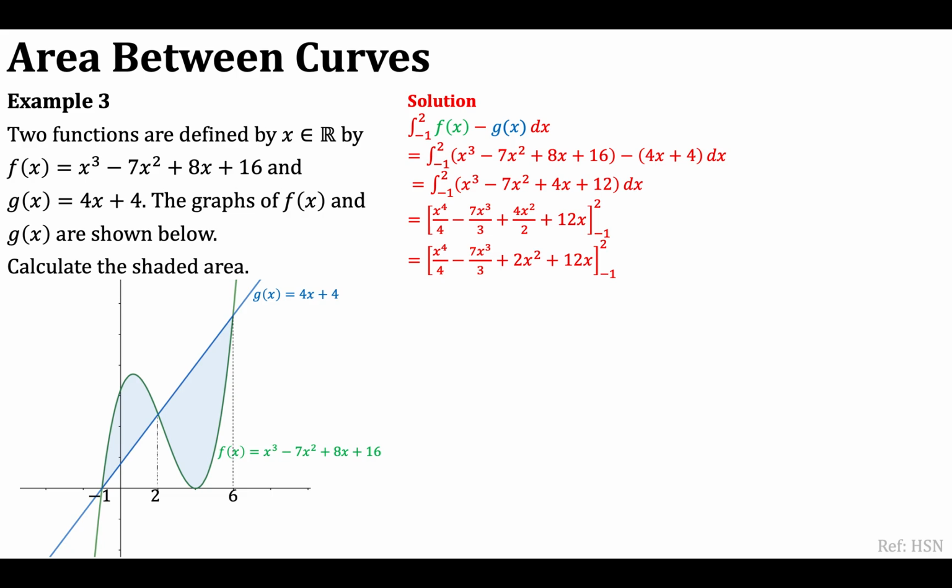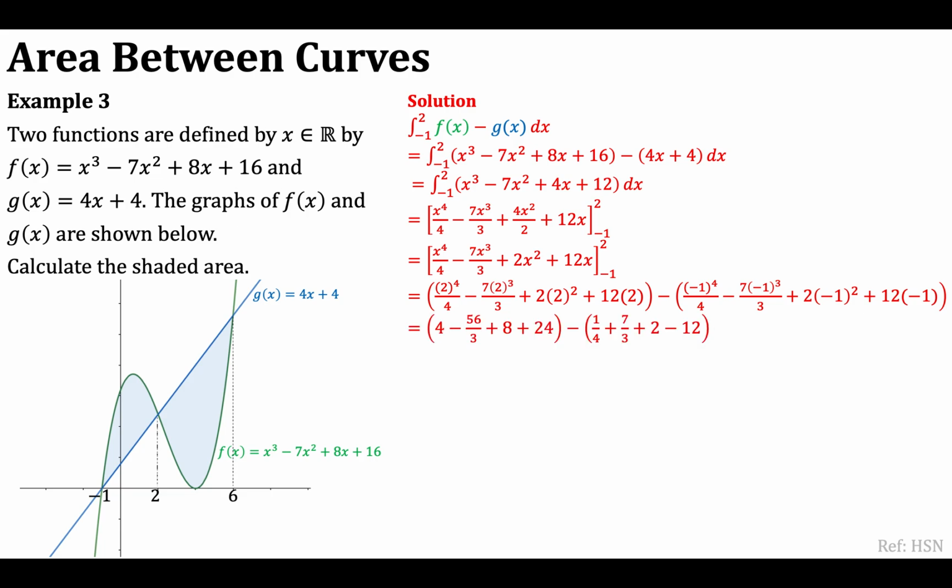Now substitution will give us this long expression here. So we've got 2 to the power 4 over 4 minus 7 times 2 cubed all over 3 plus 2 times 2 squared plus 12 times 2. We are then subtracting the expression with -1 substituted in. So (-1) to the power 4 over 4 minus 7 times (-1) cubed over 3 plus 2 times (-1) squared plus 12 times -1.